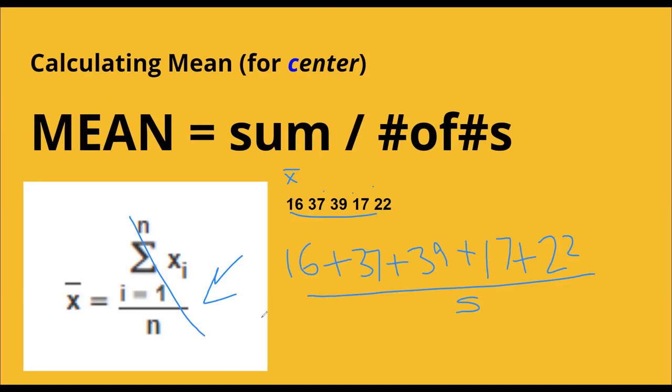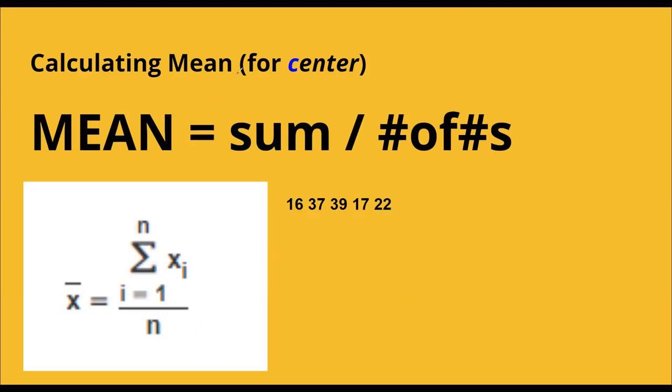So we can type that into the calculator. Remember, you want to do parentheses around this so that it doesn't try to divide 22 by 5 before it adds the things. So 16 plus 37 plus 39 plus 17 plus 22. 131. That's the sum of those. All right, divide that by 5. The mean is 26.2. Like clear, right? I don't know why I said that out loud, but I have to clear.